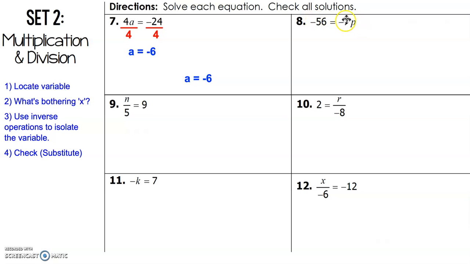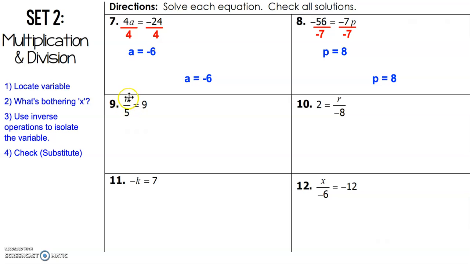Here I have negative 7p. Those are next to each other. This negative in front doesn't mean subtraction. The negative goes with the 7, and it's being multiplied by the p. So to undo it, we have to divide by negative 7. So I have a negative divided by a negative, which gives me a positive 8. So p is equal to 8.